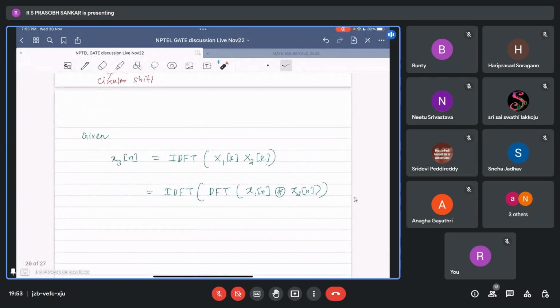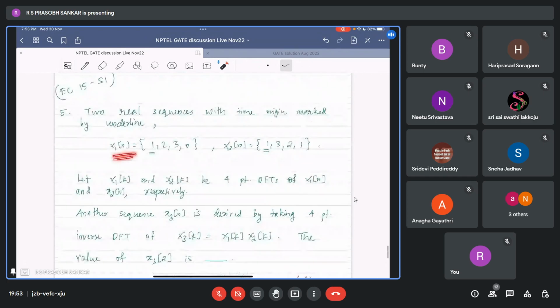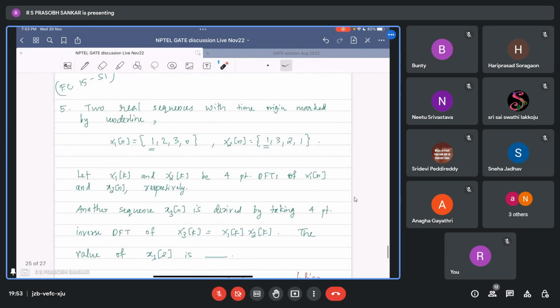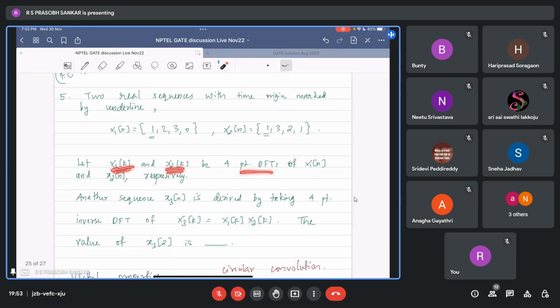In the question, it is given that we get x3 of n by taking the inverse DFT of the product of two sequences which themselves are DFTs of some things. These two sequences x1 and x2 are given. Capital X1 and capital X2 are the 4-point DFTs of these respectively. Now we compute x3 by finding the inverse DFT of this product.